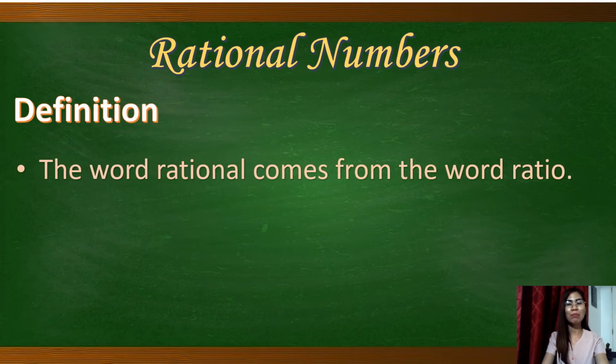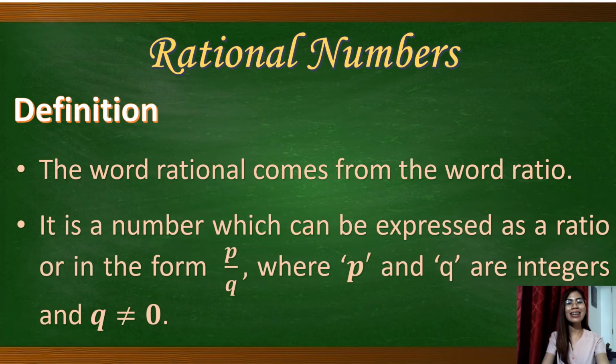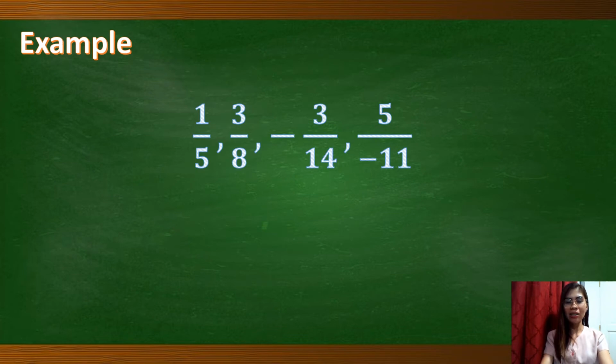The word rational comes from the word ratio. So it is a number which can be expressed as a ratio or in the form P over Q, where P and Q are integers and Q is not equal to 0. Now let us have examples. I have here 1/5, 3/8, -3/14, and 5/11. If you notice, all of these numbers are in the form of P over Q, where both P and Q are integers, and Q is not equal to 0. Therefore, the given examples are rational numbers.